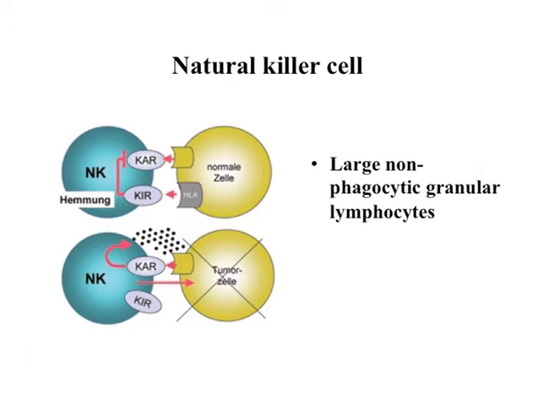Now another cell which is generated from the lymphoid progenitor cell is called natural killer cell. Natural killer cell is a part of innate immune system. Natural killer cells directly kill the tumor cells or virus infected cells.